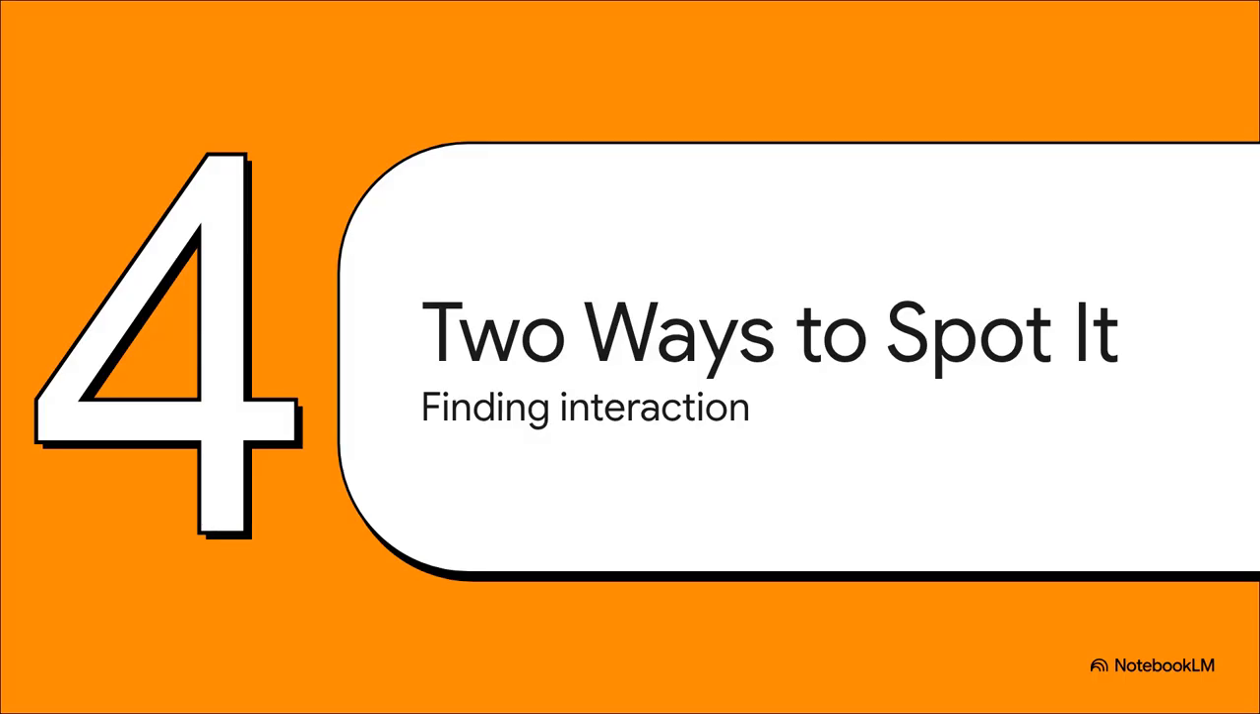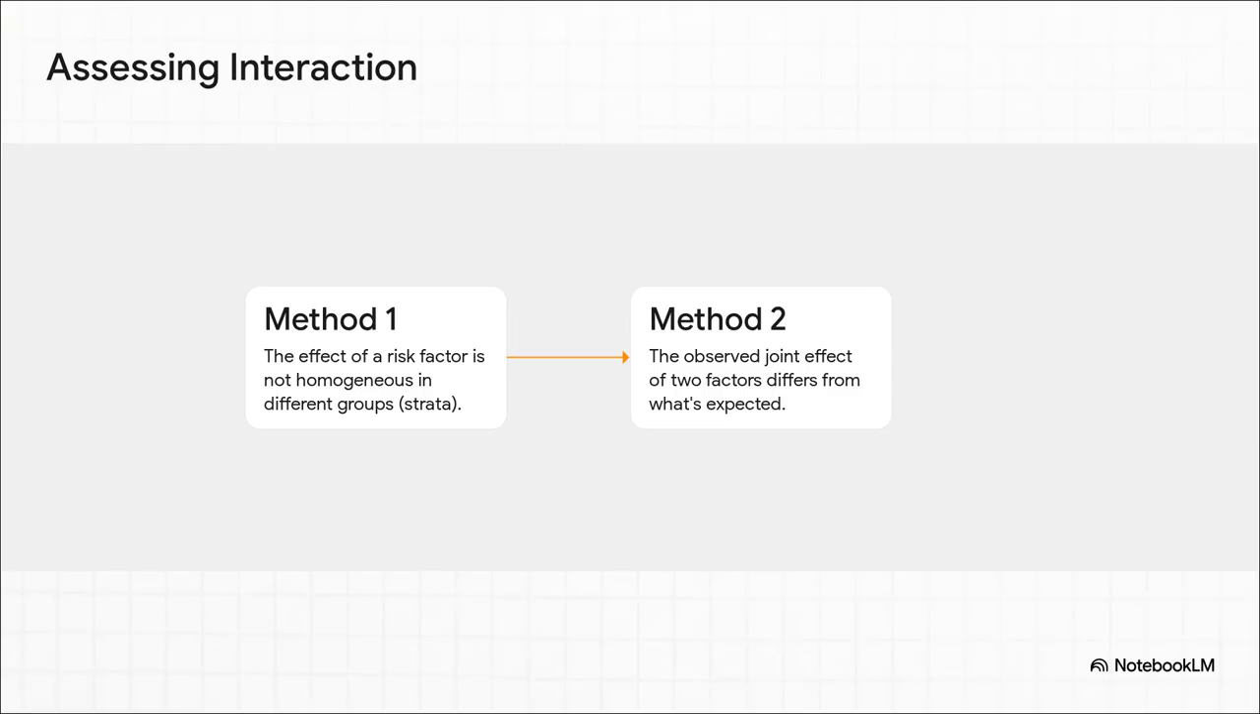Okay, so if interaction is this real thing that we actually want to find, how in the world do scientists spot it hiding in all that data? Let's take a look at how they play detective. So, the science gives us 2 main strategies. The first is to basically check if the effect of one thing is different depending on what group you're in. The second is a little more mathematical. You see if the combined effect of 2 things is bigger or smaller than you'd expect.